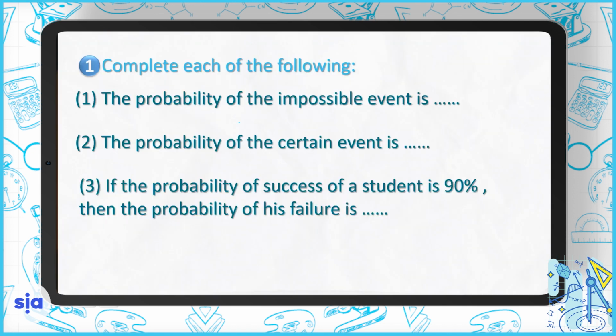Let's go and solve some questions. The first question is to complete each of the following. The probability of the impossible event is, yes, excellent, I can hear it from here, it's equal to 0. The probability of the certain event is, good job, it's 1. Question 3, if the probability of success of a student is 90%, then what is the probability of his failure? For sure, it's the 100% minus the success, which is 90%, then it will be 10%.